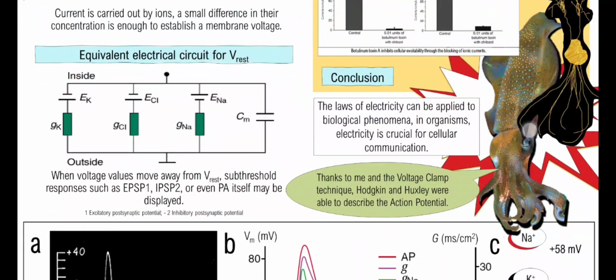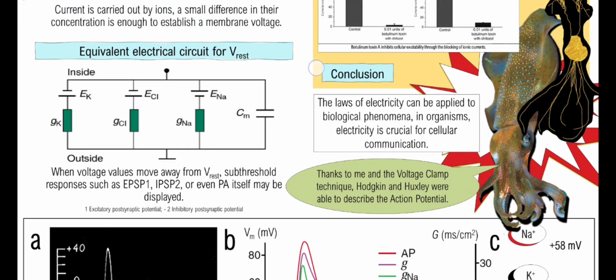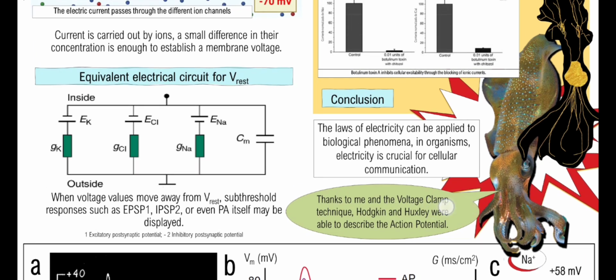And well, as a conclusion, I'd say that the laws of electricity can be applied to biological phenomena. In organisms, electricity is crucial for cellular communication. And well, something curious about the action potential is that thanks to the giant squid axon and the voltage clamp technique, Hodgkin and Huxley were able to describe the action potential.